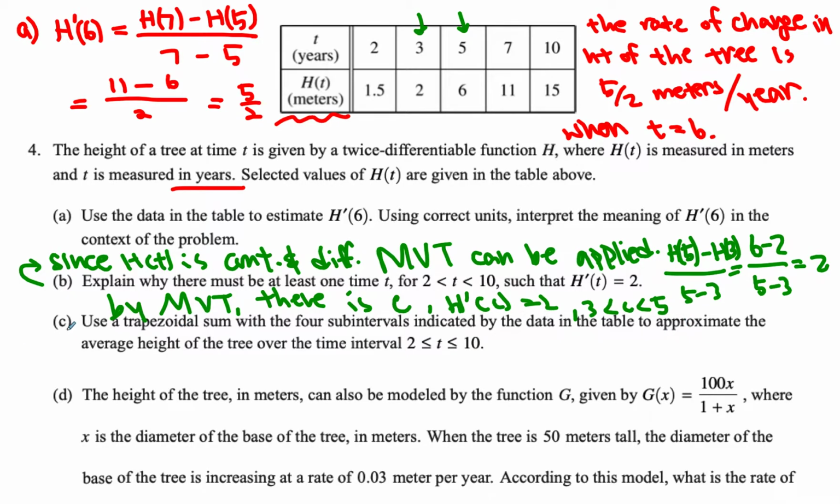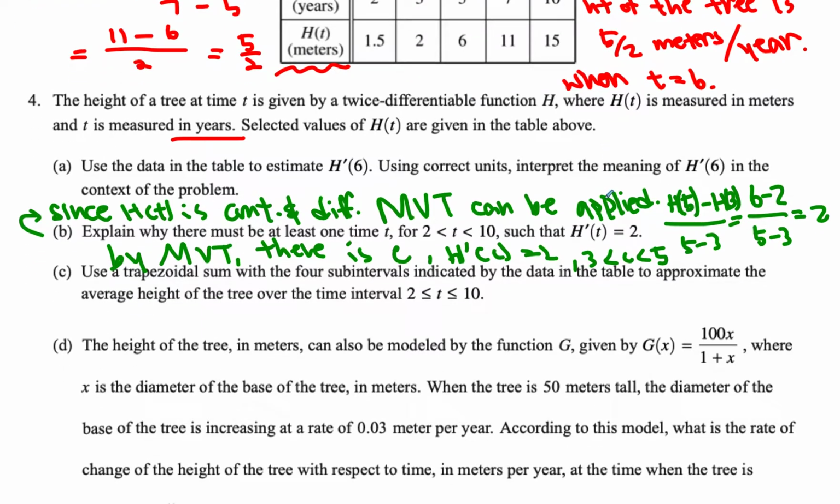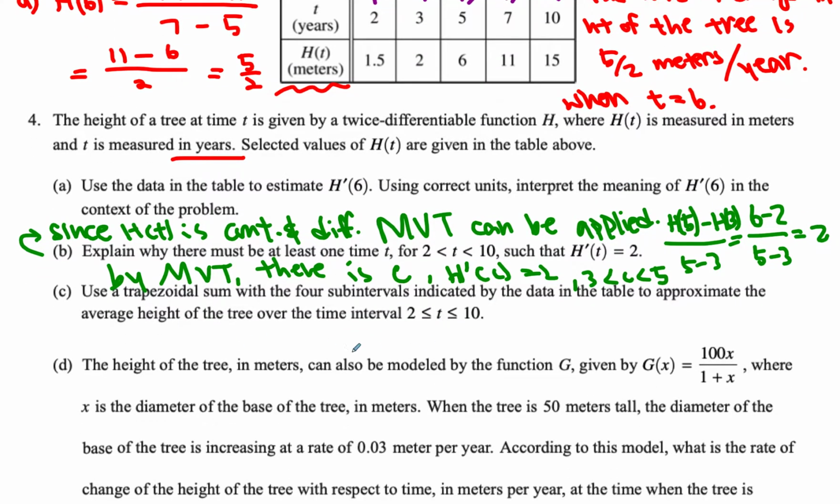Now, part C uses a trapezoidal sum with 4 subintervals to approximate the height of the tree from 0 to 10. If you want to use the trapezoidal rule, let's see. The first interval would have been this one, second, third, fourth. But you can see that our bases are not the same, so we actually have to calculate each one.